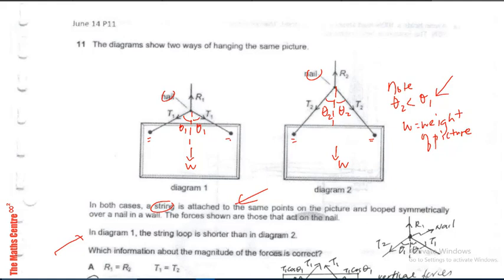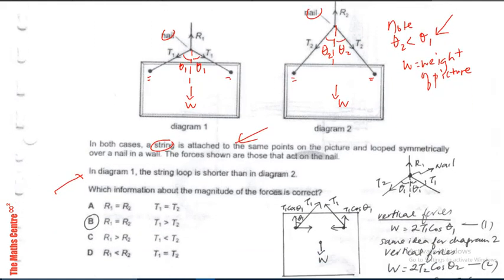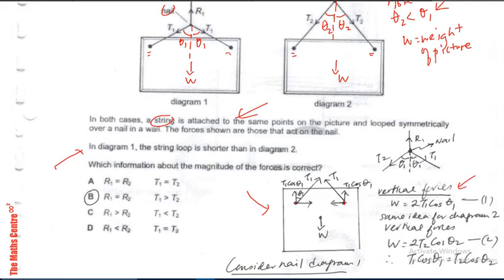We'll start with diagram 1, and I have drawn here a free body diagram for the picture. I'm considering the points where the string is attached. Remember, we are dealing with equilibrium. So I've indicated my components. Now I'm looking at vertical forces from diagram 1. I've also indicated the components of the tension, because this is T1. So I have T1 here and T1 here as well.